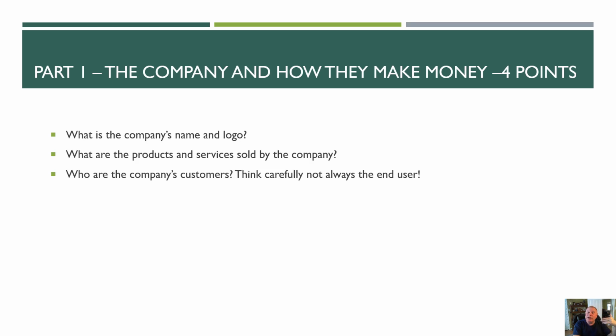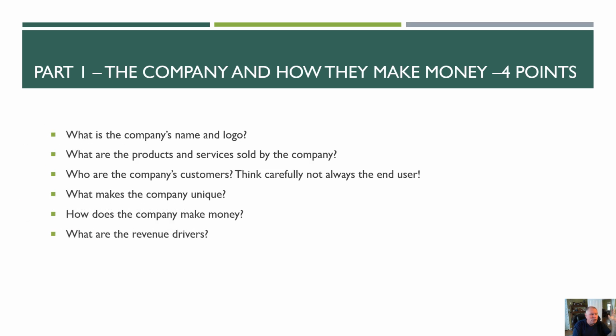So if we take a company like Molson Coors, you and I as the end consumer are not the customer of Molson Coors. They sell to distributors who sell to retailers or bars who sell it to us. So understanding that process becomes important. What makes the company unique? How do they make money? This comes back to the revenue drivers.